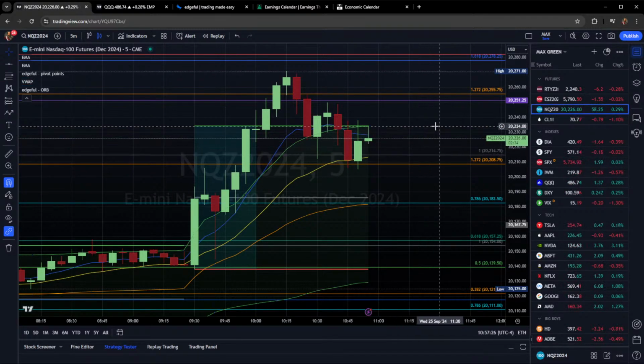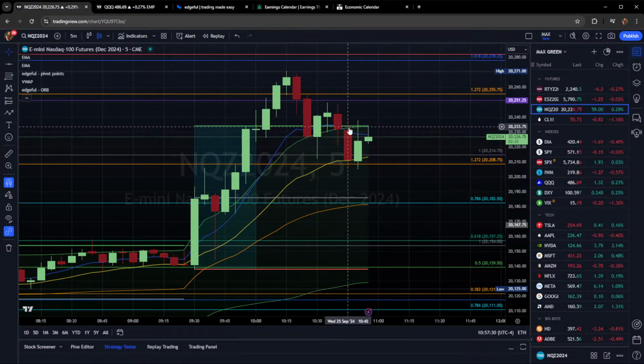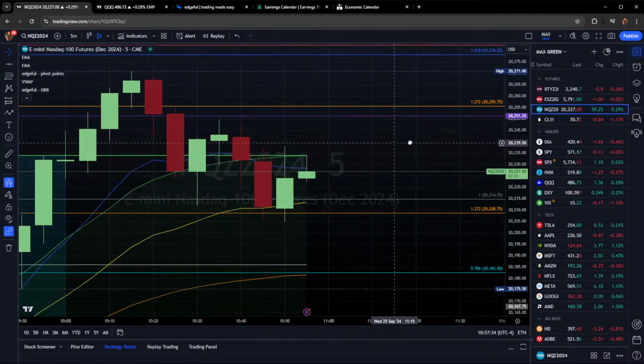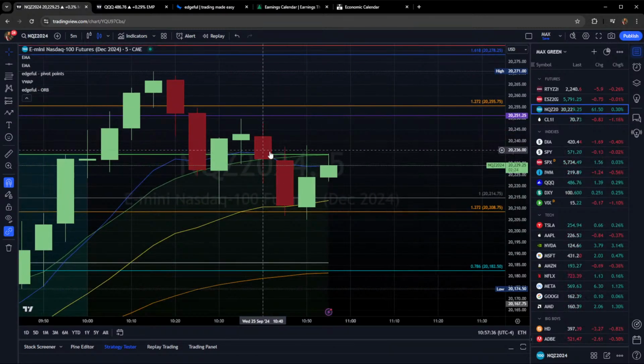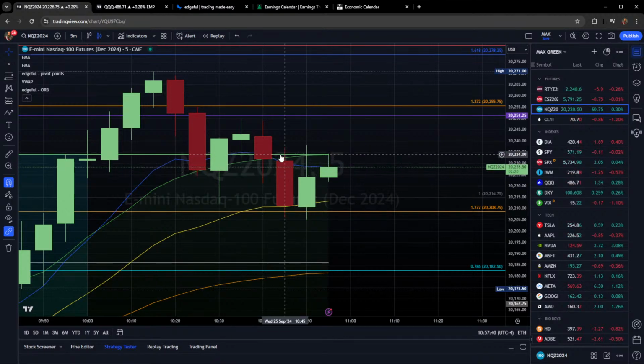Look how we're rejecting the outer band of the VWAP, we're still under the EMA 9. If I zoom in here, you can see it a little bit better. There's that blue EMA 9 right here. There's my outer VWAP band, and this is my 30-minute ORB. We're getting some rejection.